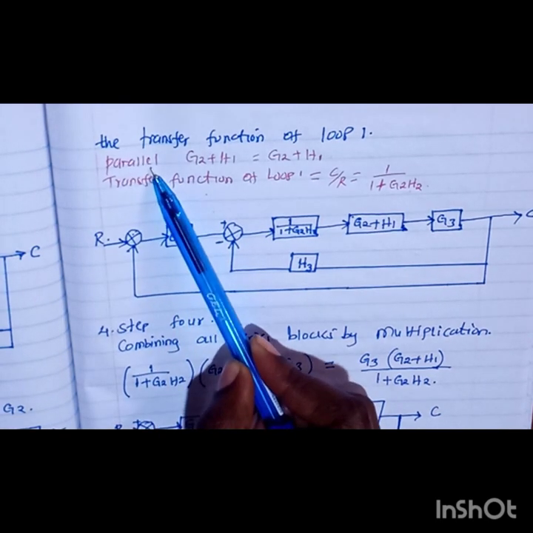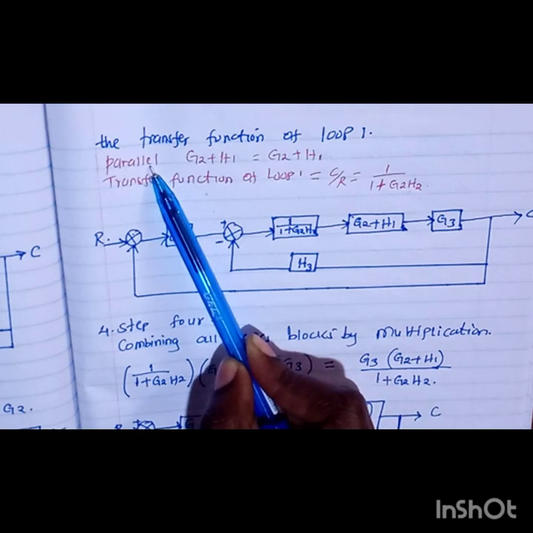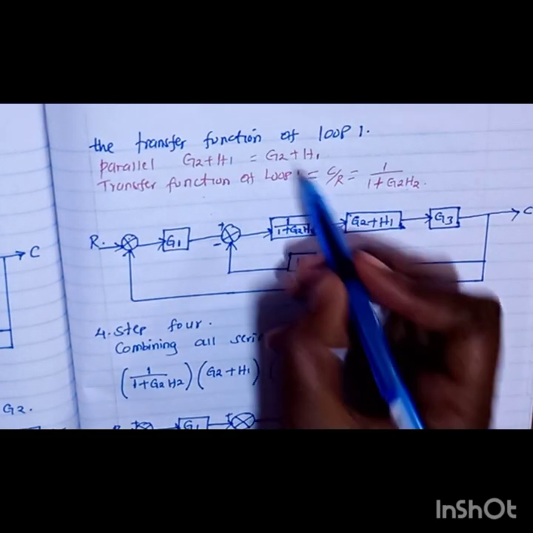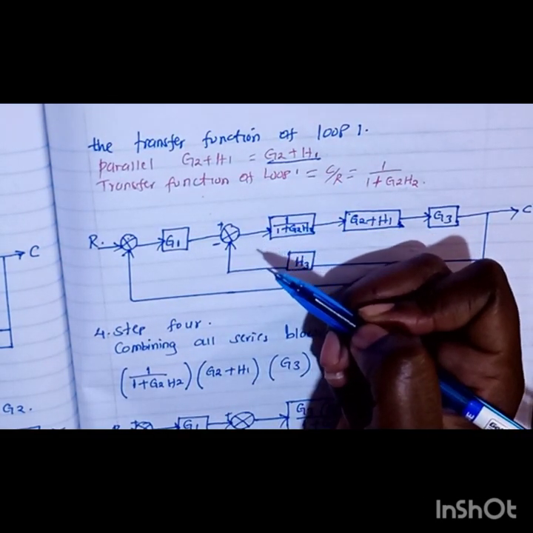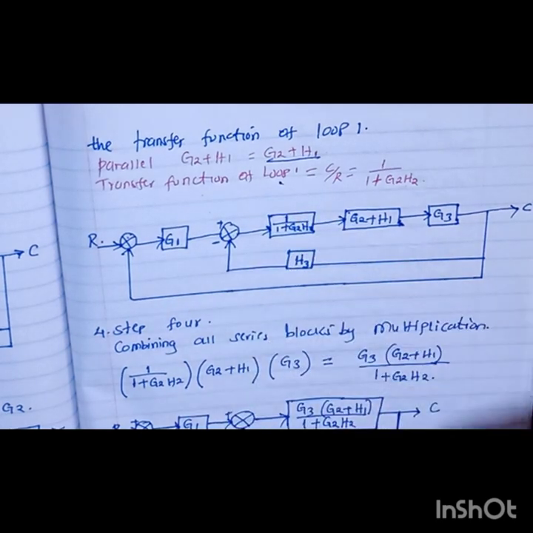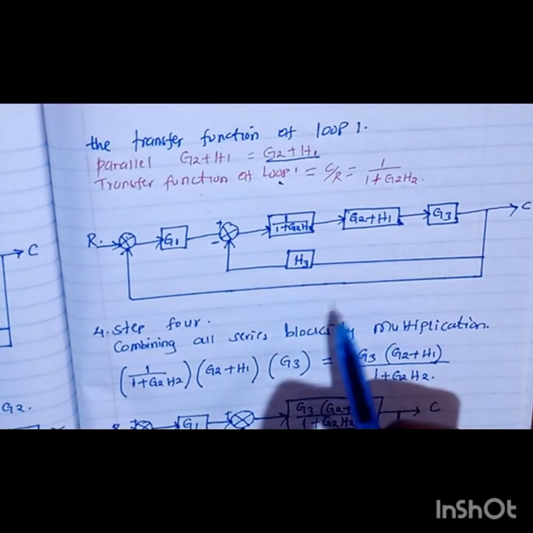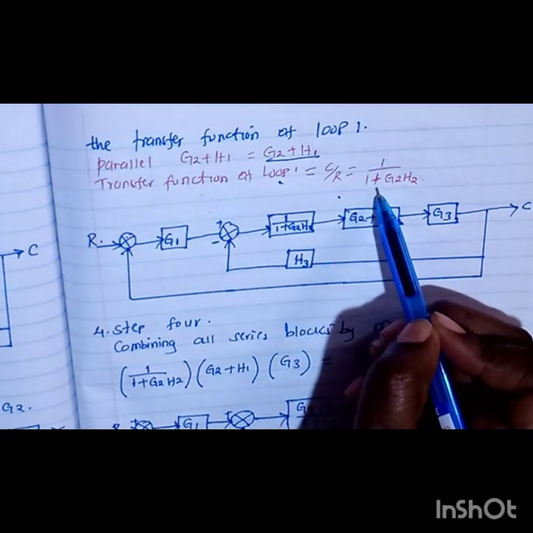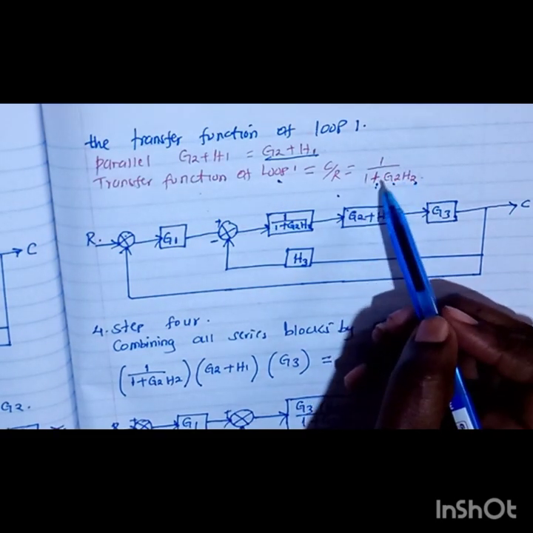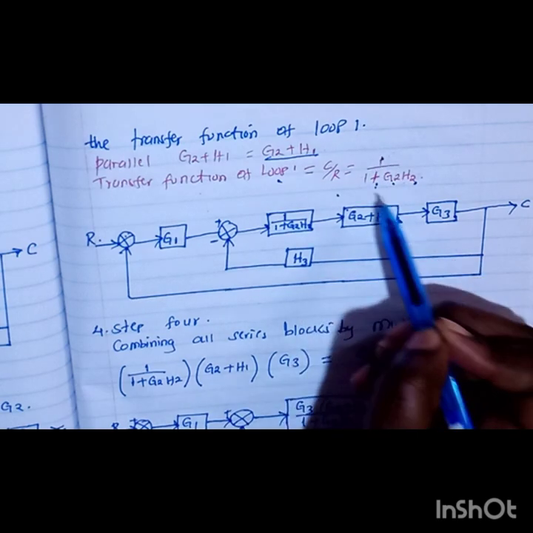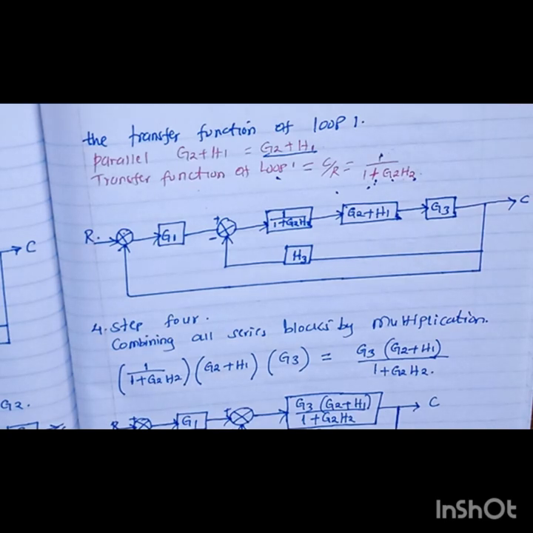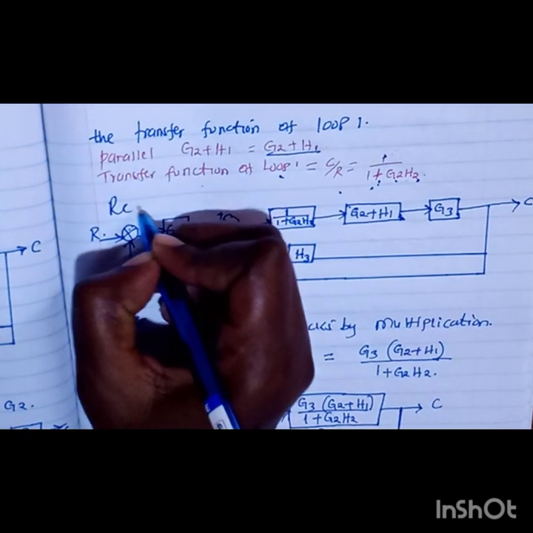So that we have the parallel combination. We've seen that for you to combine two parallel blocks, you just add them. So just take G2 plus H1, we will have G2 plus H1, the parallel block. Then we have the transfer function of loop 1. We said that the transfer function is the same as the control ratio. And this control ratio, C over R, is equal to 1 over 1 plus G2H2, simply because what I have in the forward path is 1, so I just indicate 1 here. Then I have over 1 plus G2H2. Then after having that, I redraw the diagram again.